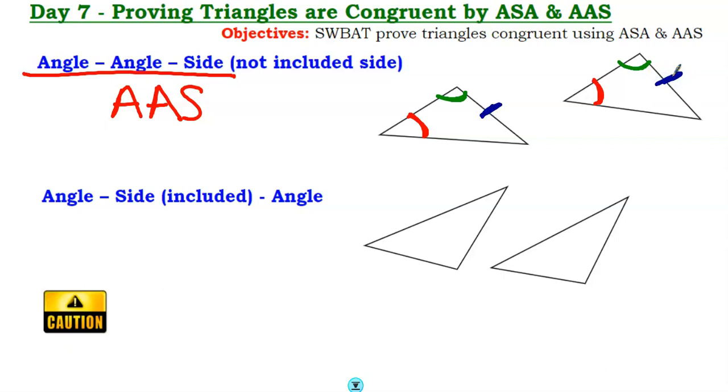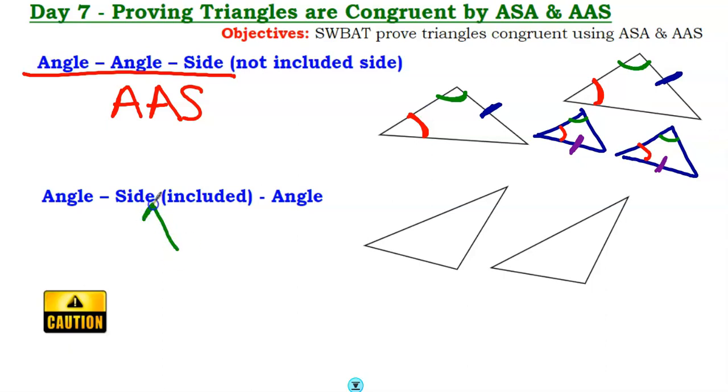You could also have the scenario where you have angle, angle, side. Let me add my colors because you know I love a color. You could also say it's this one. Angle, angle, side. So as long as the side is not in between the two angles, you can prove AAS. Now, I didn't say that bad word. I said AAS. All right, now let's do angle, side, angle.